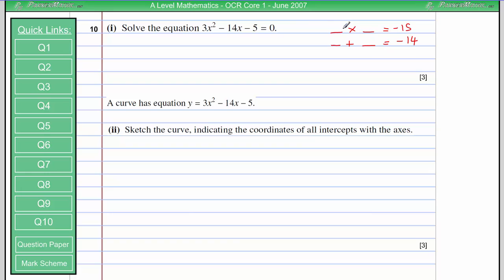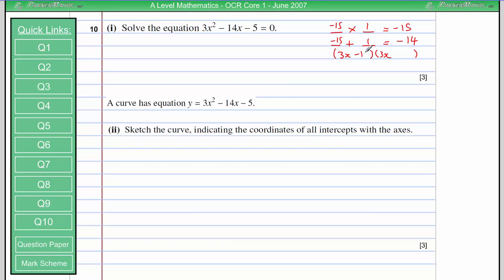So I'm going to be looking for minus 15 and 1, because that multiplies to give minus 15 and adds to give minus 14. Now I'm going to use a little trick to help me factorise this, and I'm going to write 3x in this bracket and also 3x in this. Now this isn't going to be my final answer because 3x times 3x gives me 9x squared, and that's not what I've got. But it will cancel down.